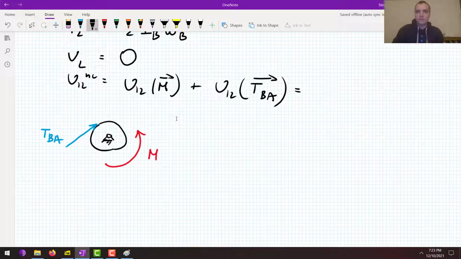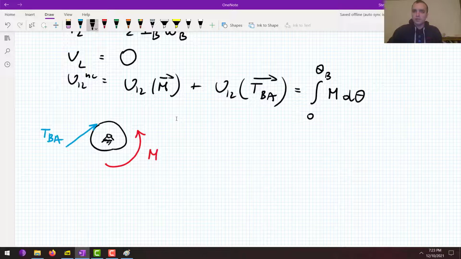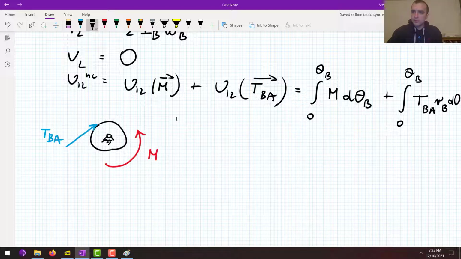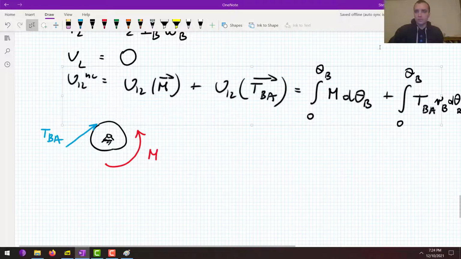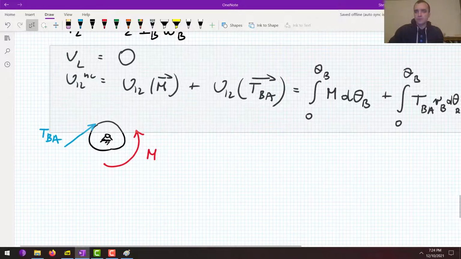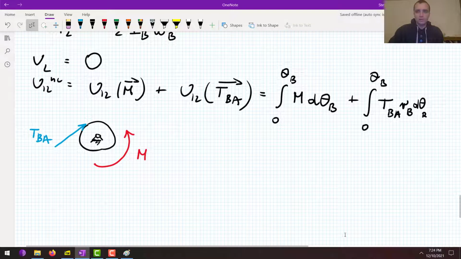Okay, let's solve these integrals. So this will be the integral from 0 to theta_B of M d theta_B plus the integral from 0 to theta_B of T_BA R_B d theta_B. Oh no, can I squeeze that subscript here? Let me see, I must probably shift everything a little bit to the left. Okay, let's see if I can do that. I think I can.